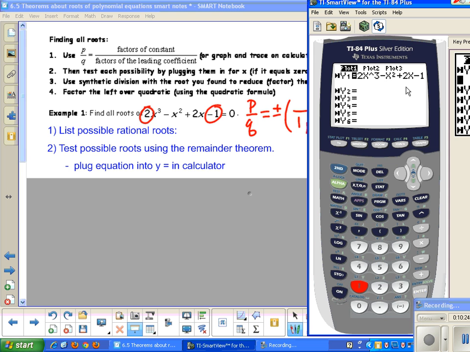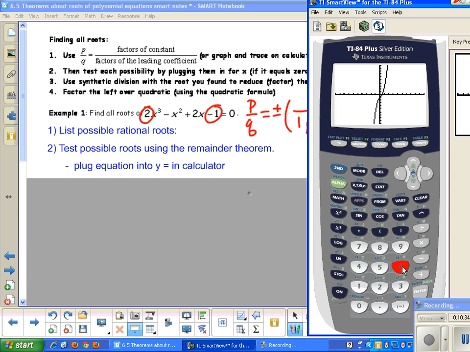I suggest always checking to make sure you plugged it in correctly, because a lot of times these problems are missed because it's not plugged in correctly into your calculator y equals. So now that we plugged it in there, I always like to hit zoom 6 to look at my window. So when I'm looking at this window, I'm trying to figure out which one of my possible rational roots is an actual rational root that I have.